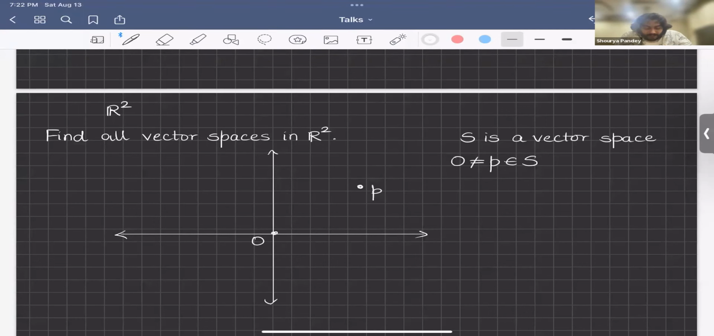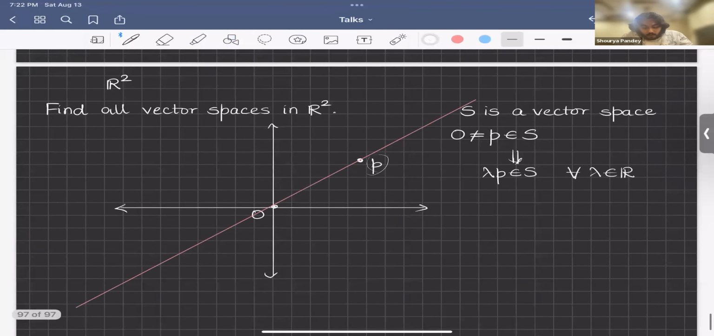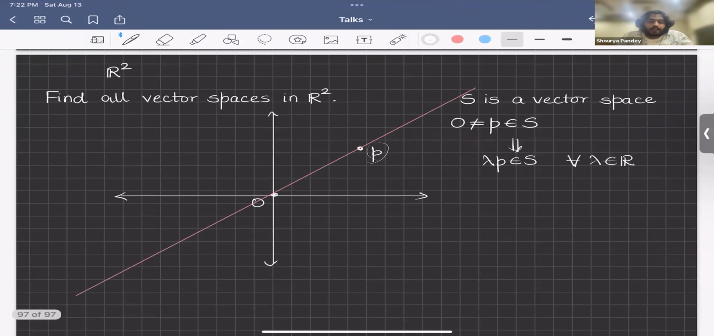Because the first condition means that any scalar multiple of P also lies in S. So lambda P is in S for all real lambda. And if you vary lambda over the reals, it would just give me this line, right? Well, it doesn't pass through the origin, but fine. Okay, but I already thought about lines, so that doesn't give me something new.